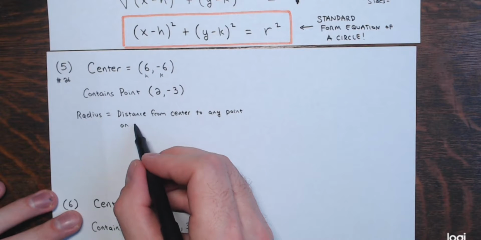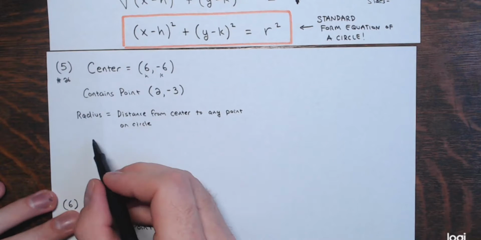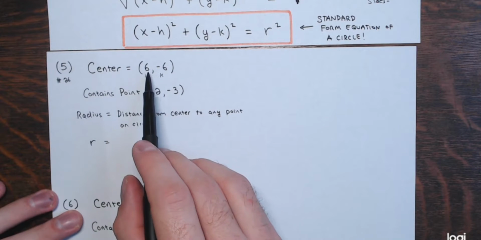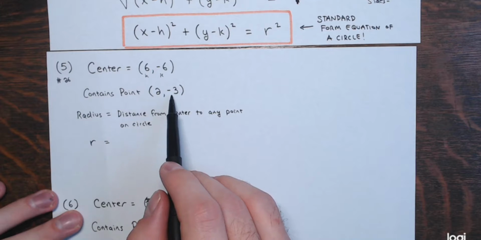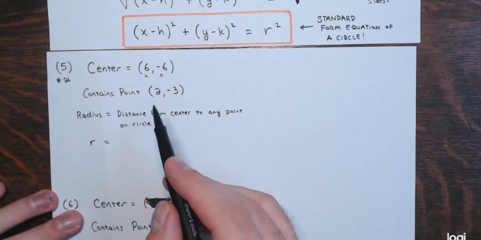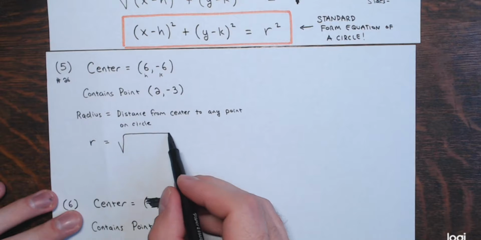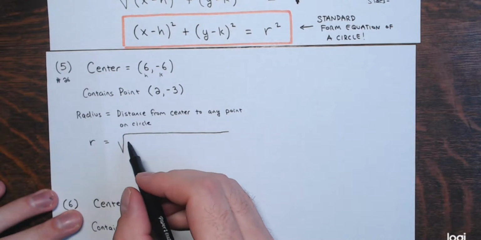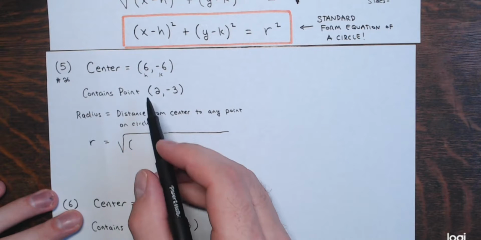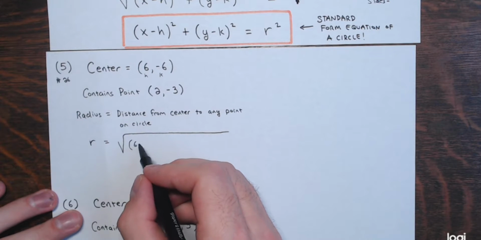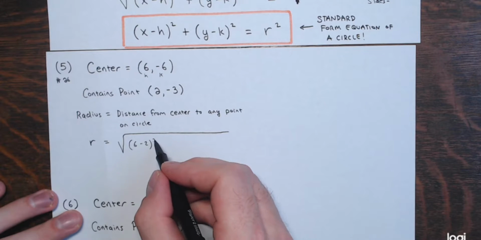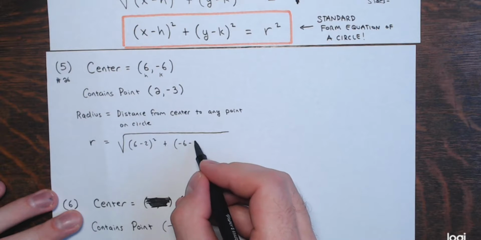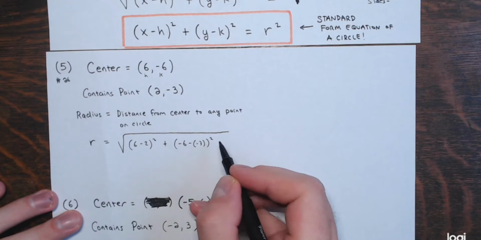I've written this before. So r is going to be the distance between 6, negative 6 and this point on the circle, 2, negative 3. And we know how to do this. You should know how to find the distance between 2 points. So the distance is the square root of the change in the x-coordinates squared, so 6 minus 2 squared, plus the change in the y-coordinates squared, negative 6 minus negative 3 squared.